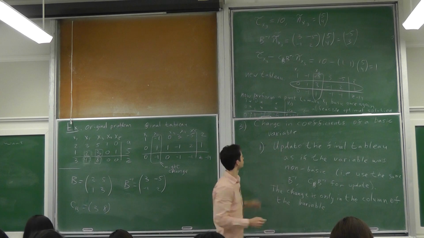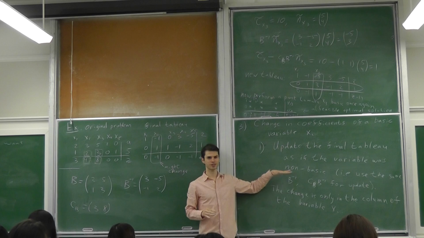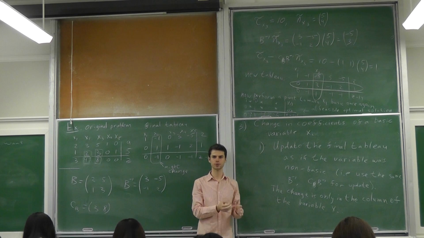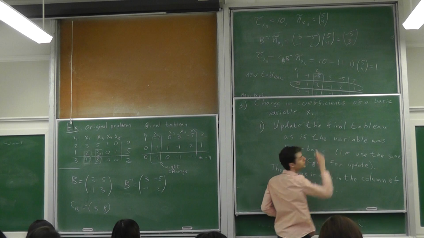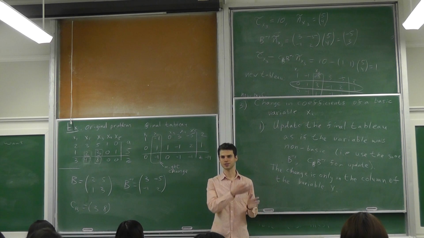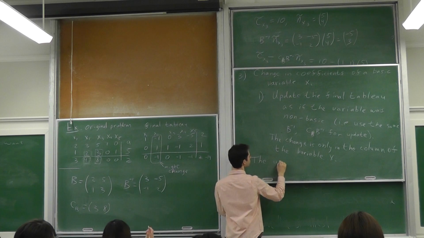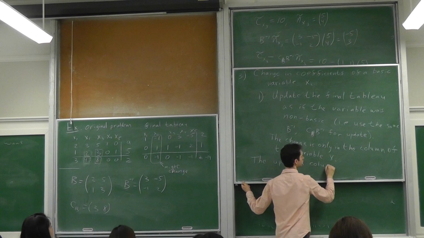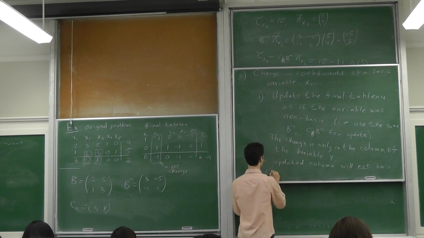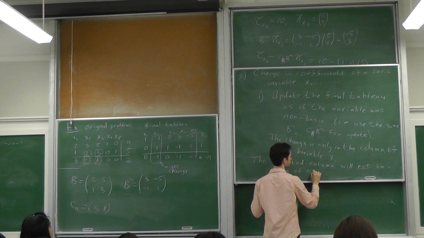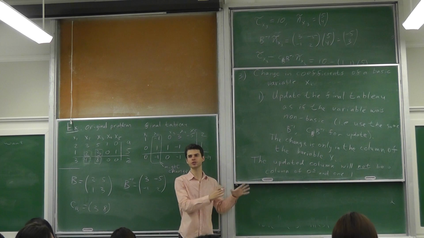So let me say changing coefficients of the basic variable xi. If you use this kind of procedure, the only change which will happen will be localized to the column of this variable. Unfortunately, as we've seen, this variable will cease to be basic. The updated column will not be a column of zeros and one. So this variable in this updated table will not look like a basic variable.